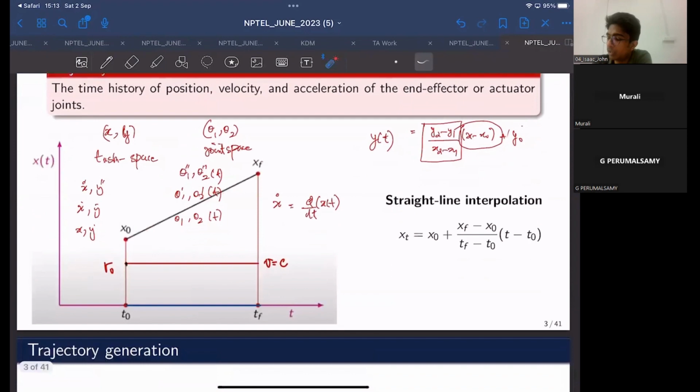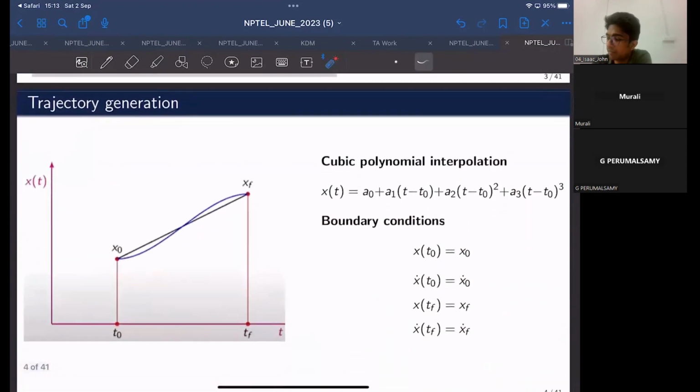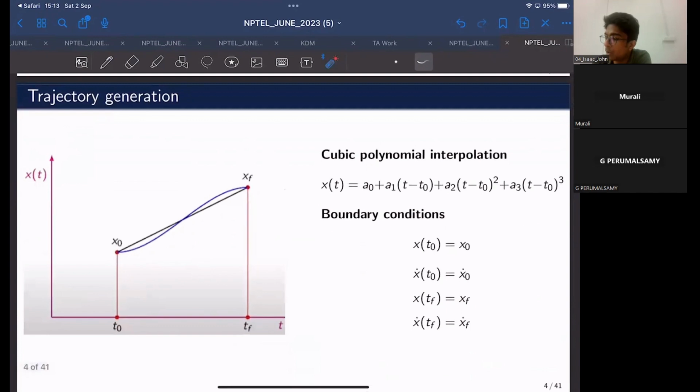Then, in the subsequent sections, we have covered something called cubic polynomial interpolation, where we use a cubic function. If x is the variable that we want to control from a start position x0 at time t0 all the way to the final position xf at time tf, we would use a cubic interpolation polynomial: a0, which is a constant term, plus a1 (t minus t0) plus a2 (t minus t0) squared plus a3 (t minus t0) cubed.